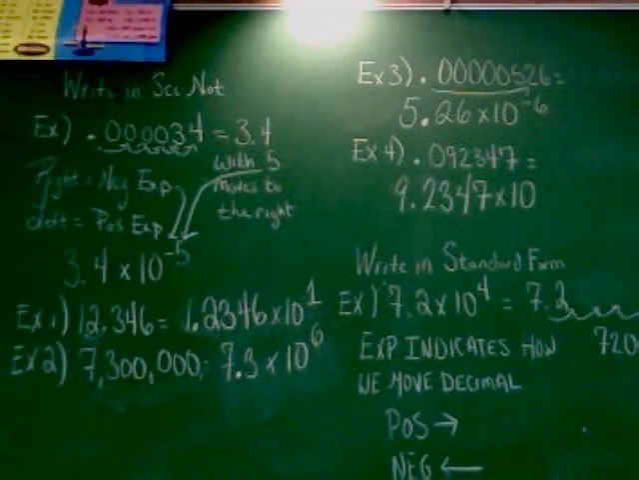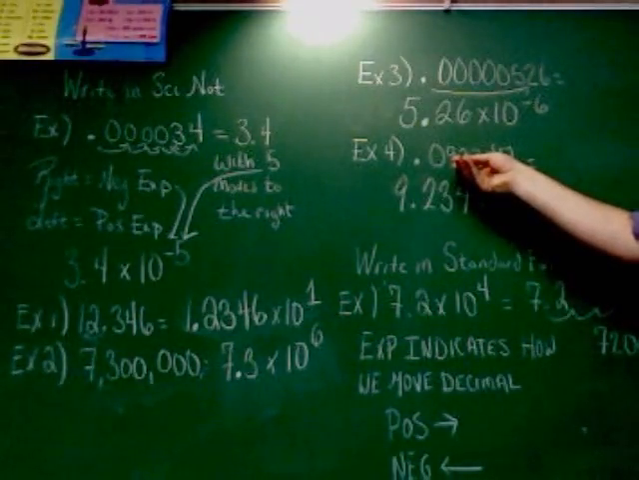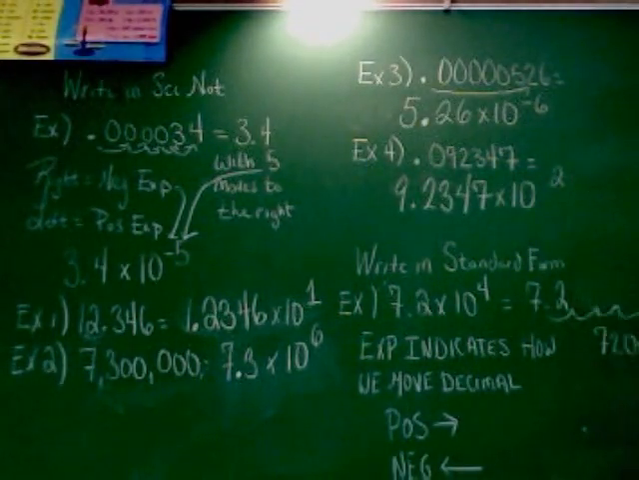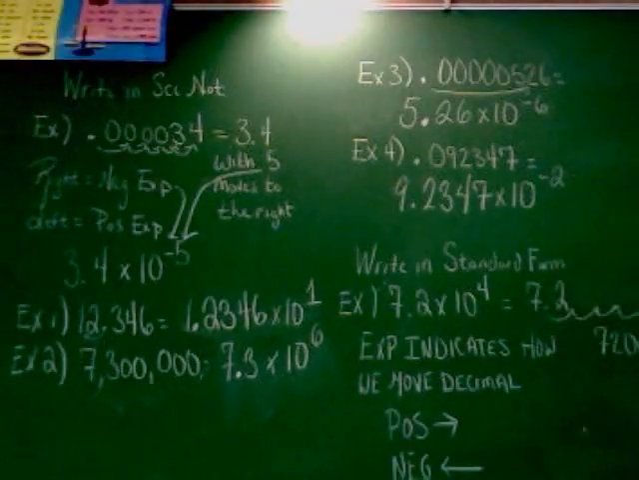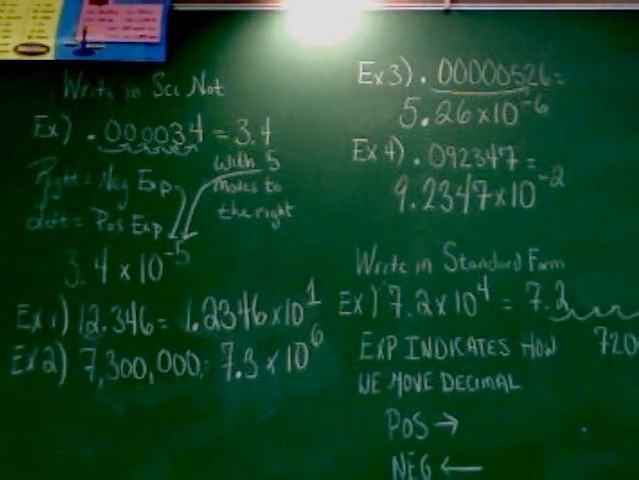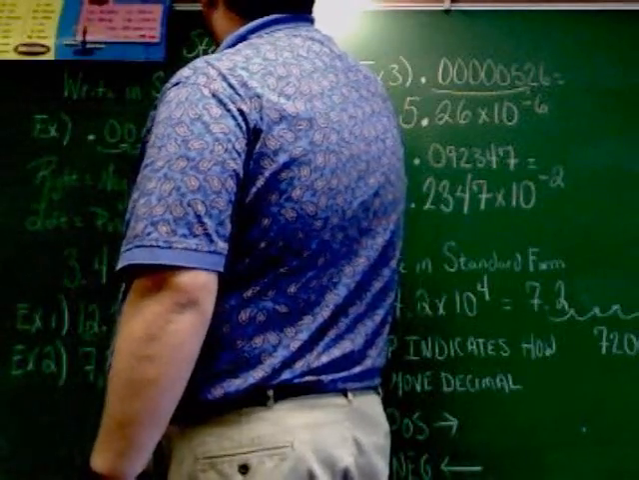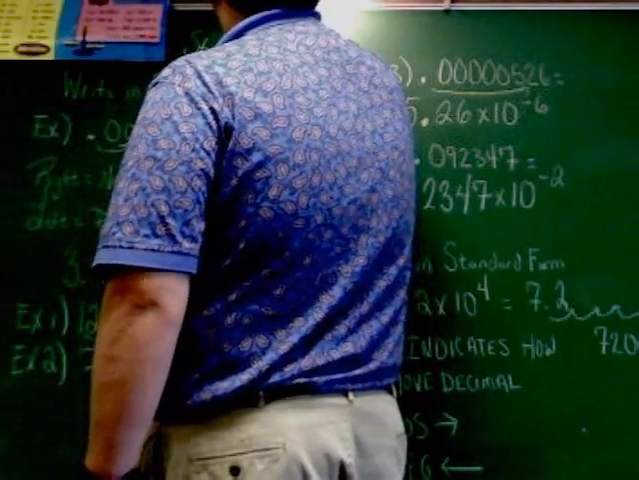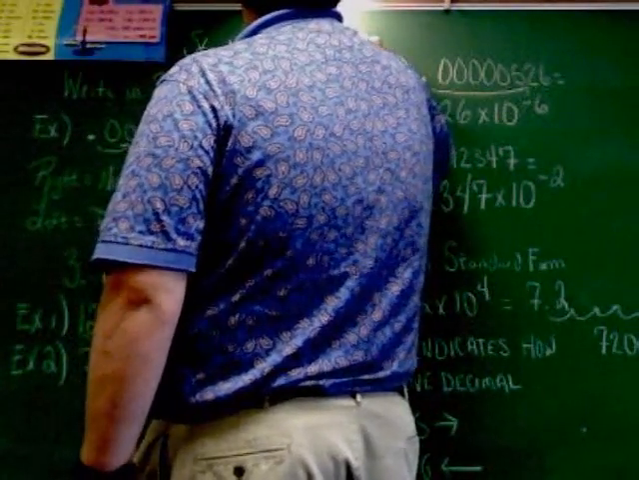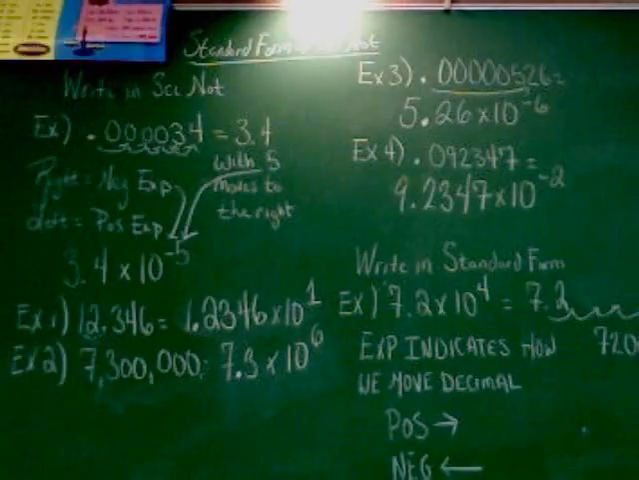Last one, 0.092347. Remember, starts here, went here. How many times did I move it? 2 times. 2 times to the right, and according to the rule, that's a negative. Yes? Is that always going to be the rule, right, negative, left? For scientific notation, actually I should say standard form to scientific notation, yes. It'll be the backwards rule when we go the opposite direction in the next part.